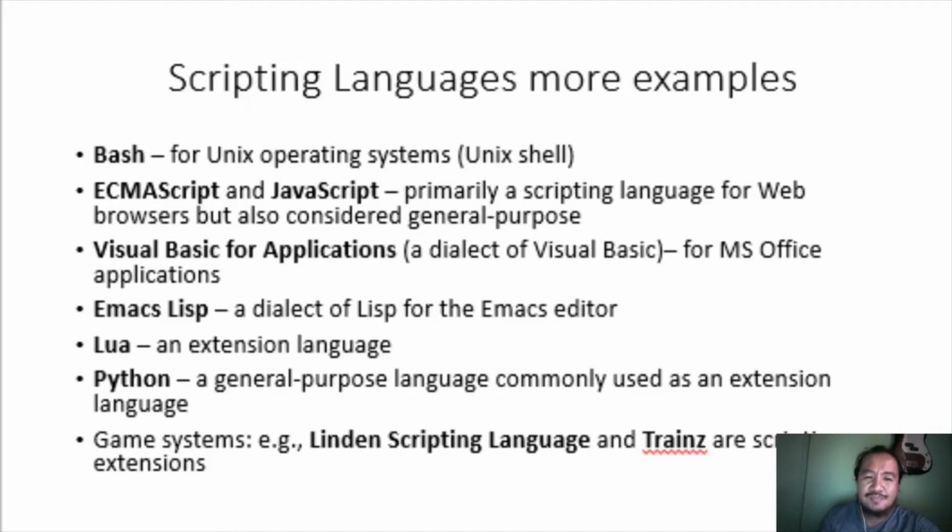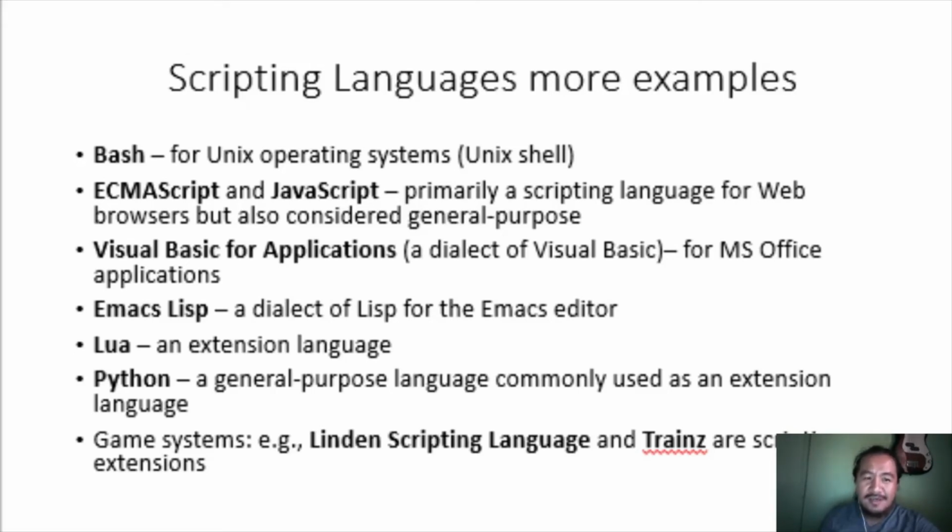The Emacs Lisp, a dialect of Lisp. Lisp is a programming language formerly known as LISP. LISP is the second oldest high-level programming language in wide use today. So we know that Fortran is the oldest. Lua is an example of a scripting language used for extension. Then we have Python. Python is a general-purpose language commonly used as an extension language. And for game systems, we have the Linden scripting language and Trains. So these are scripting extensions for gaming systems.